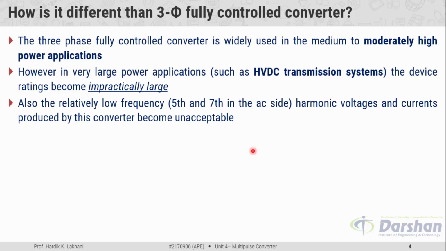Whereas in the case of the multipulse converter, as we keep on increasing the number of pulses by going from 12 pulse to 18 pulse, 18 pulse to 24 pulse and so on, the lower order harmonics in the line current get automatically eliminated. So in the case of the multipulse converter, we do not need to design a filter to mitigate lower order harmonics. That is the key feature of the multipulse converter.